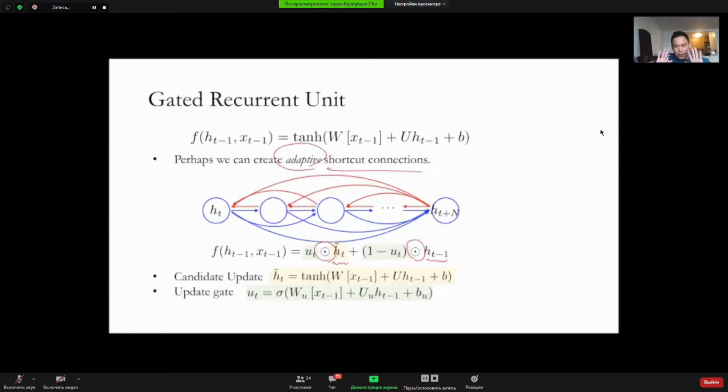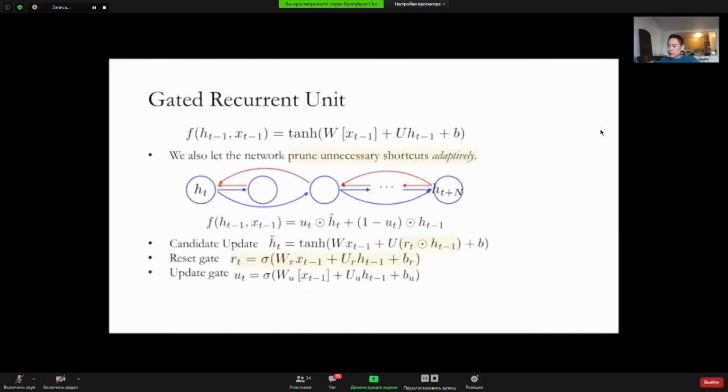And then, of course, the hard decision, that is making the decision of either 0 or 1, is very difficult in a neural network because that function is not differentiable. So we are going to use a more relaxed definition of introducing a shortcut or not. That is, we're going to introduce a shortcut with some degree that is continuous between 0 and 1. So that's why we use the sigmoid function here. And then that decision is going to be made based on the actual input. So this is how we're going to introduce adaptive shortcut connections.